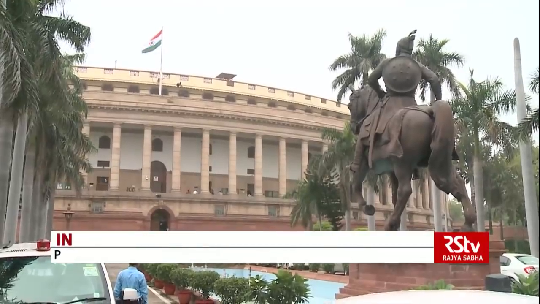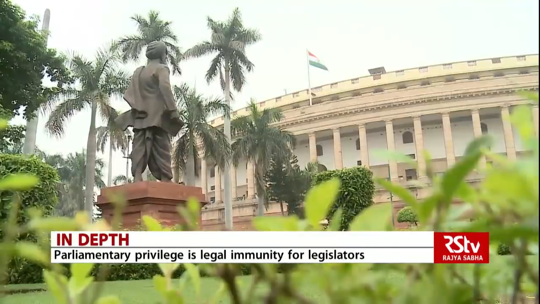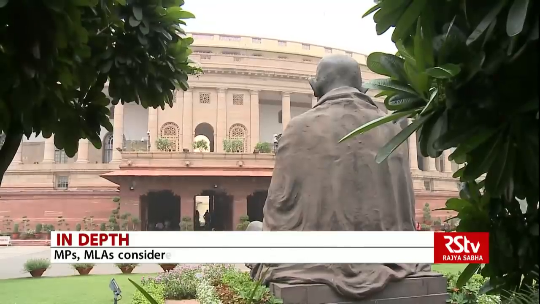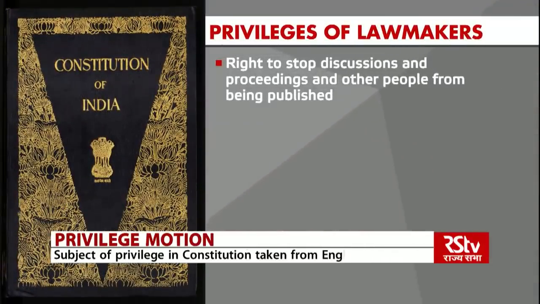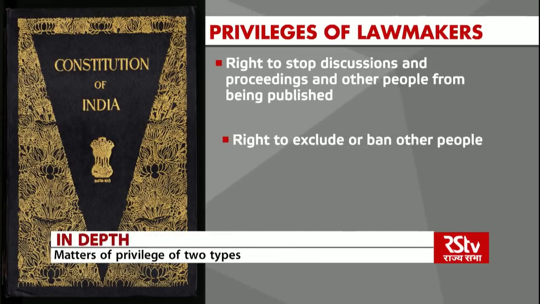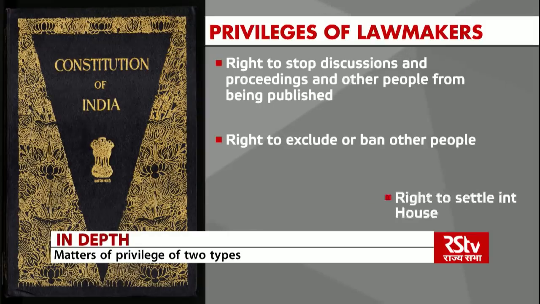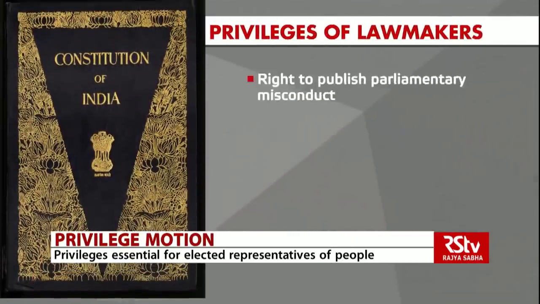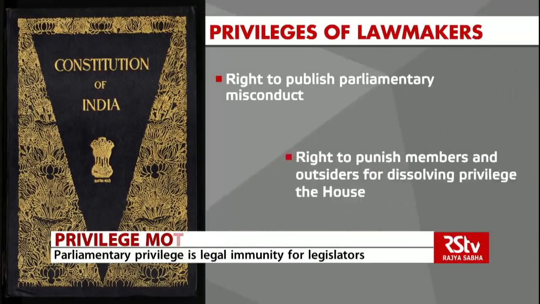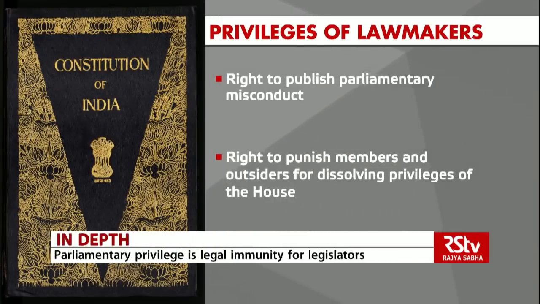The second part of the privilege is related to the collective privilege of each House of Parliament. Under this, members have the right to stop discussions and proceedings and other people from being published, the right to exclude or ban other people, right to settle the internal affairs of the House, right to publish parliamentary misconduct, right to punish members and outsiders for dissolving the privileges of the House.